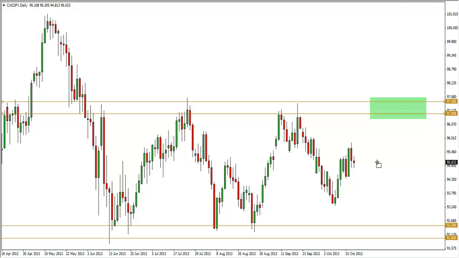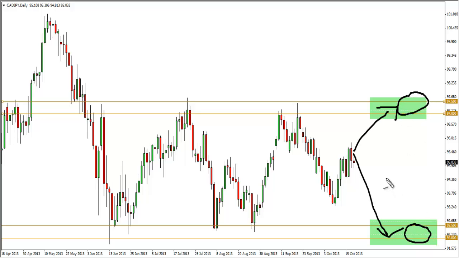I'll highlight these green boxes here. If price were to come to either of these two green zones, I will look for buying opportunities here and selling opportunities here. So these are the two levels I'll be taking note of for this pair.